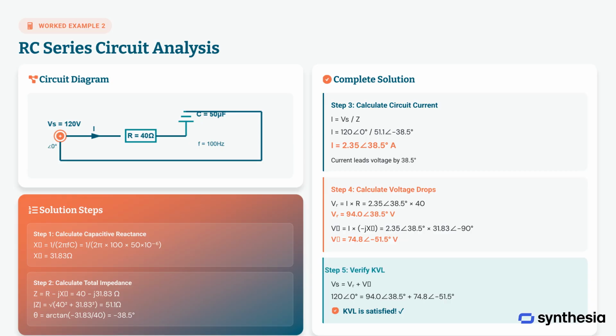When we add the voltages using phasor addition, we again see that they equal the source voltage, which verifies Kirchhoff's voltage law. In this case, the current leads the voltage, which is a characteristic behavior of capacitive circuits.